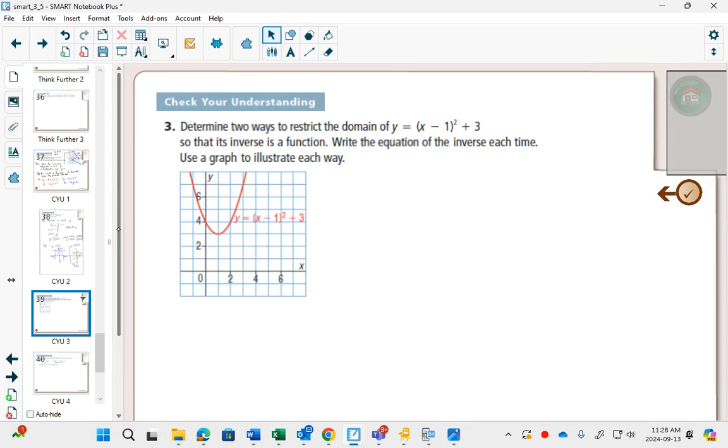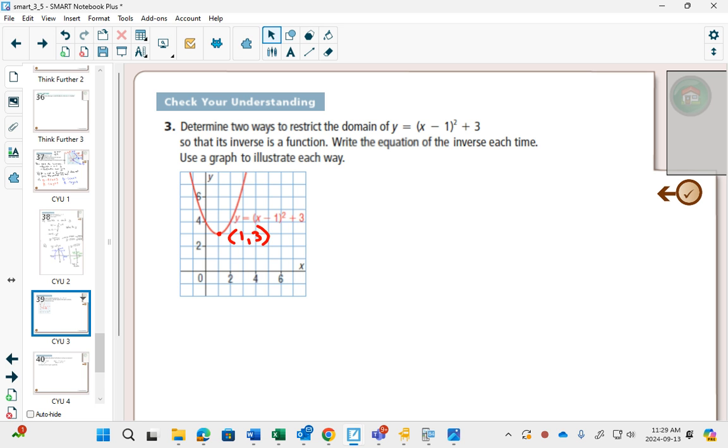Determine two ways to restrict the domain of this parabola, and they've drawn the parabola for us. I am going to take the time to label the vertex is at 1, 3. Determine two ways to restrict the domain so that its inverse is a function. Write an equation of the inverse each time and use a graph to illustrate each way.